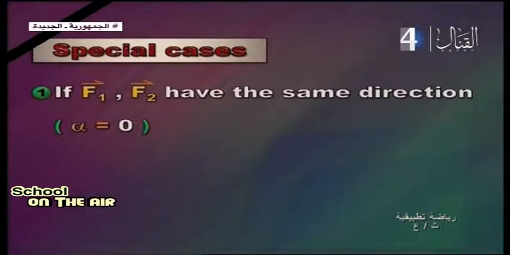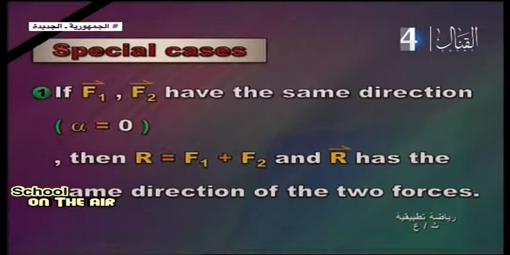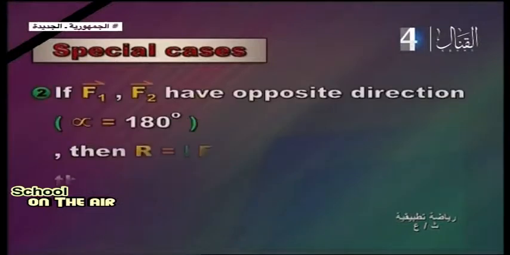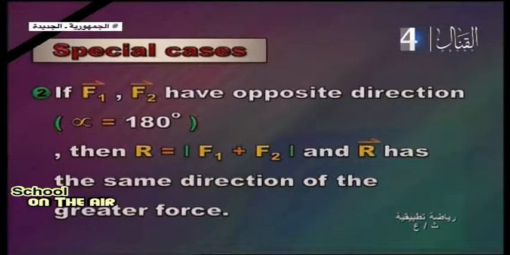Special cases. The first special case: if F1 and F2 have the same direction, then alpha equals 0. We deduce that R, the resultant of the two forces, is F1 plus F2, and it has the same direction as the two forces. Number 2: if we have two forces in opposite directions, we deduce that alpha equals 180. Then R, the resultant, is the absolute value of F1 minus F2 and has the same direction as the greatest force.